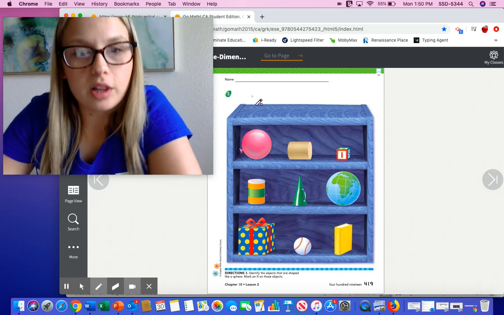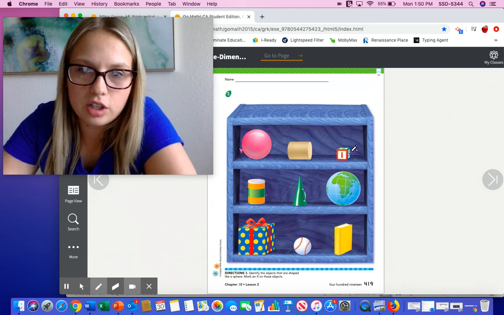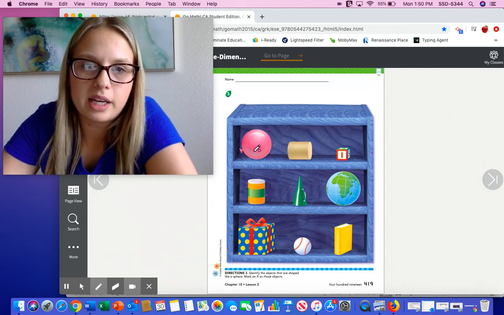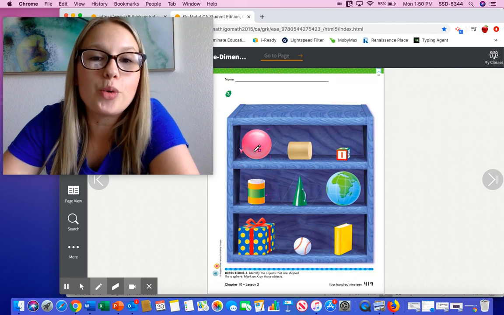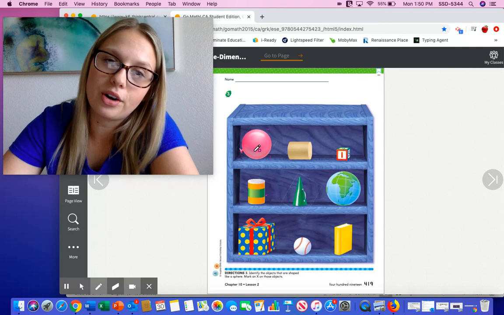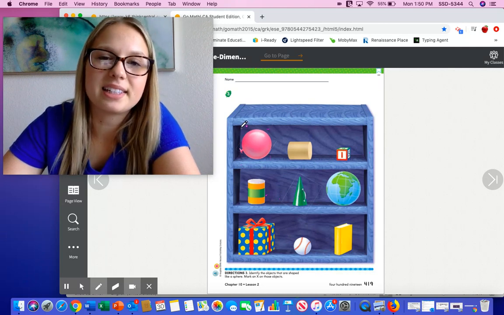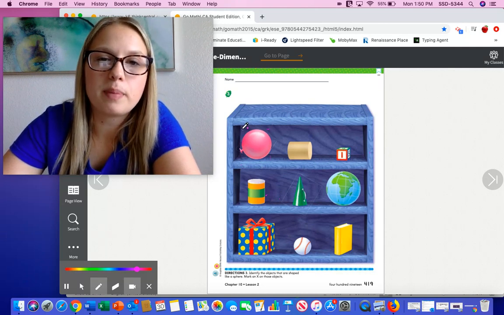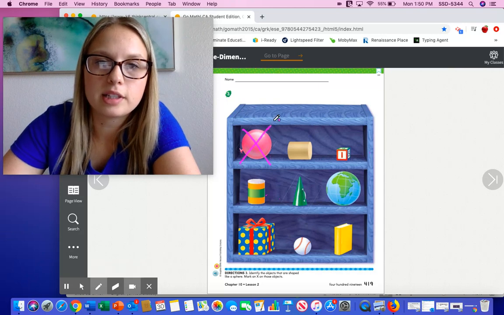All right, so we're looking in the shelf. I want you to look on the top shelf here. Let's look at this pink shape. This is a balloon. Is this balloon a sphere? Is it round and curved? Yes, and X marks the spot.